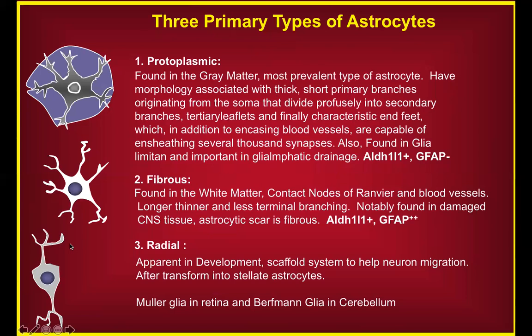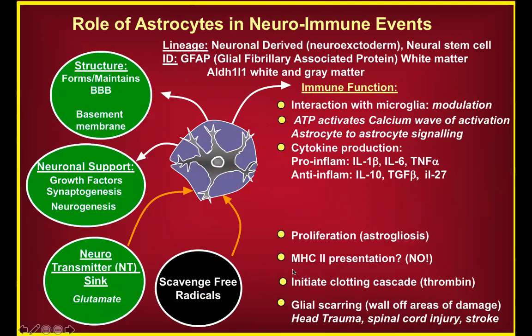Okay. And then Isabella can correct me if I'm wrong, but the radial astrocytes are the ones that are specialized. You see in the retina they're called Müller glia, and then the Bergmann glia in the cerebellum. Yep. Good. Okay.